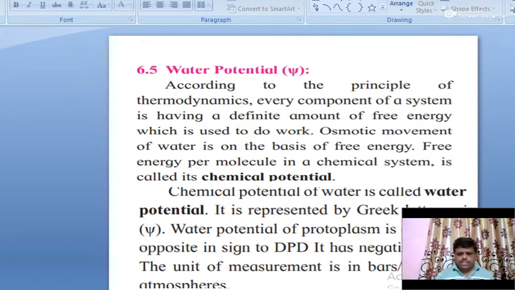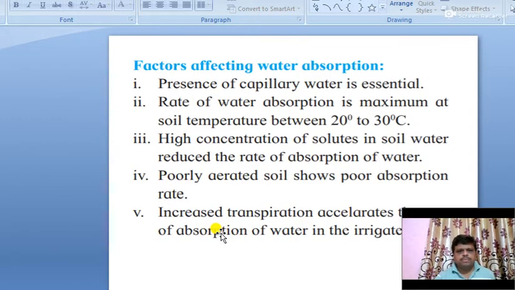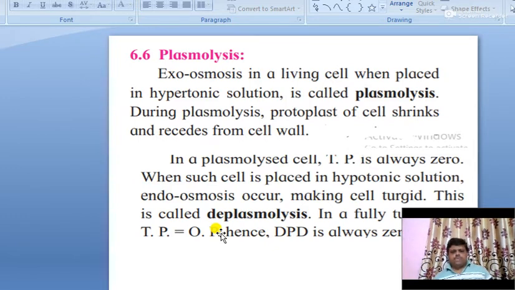Let us see one more point with the help of a new slide. Plasmolysis. Exosmosis in a living cell when placed in a hypertonic solution is called plasmolysis. I repeat, exosmosis in a living cell when placed in a hypertonic solution is called plasmolysis. During plasmolysis, the protoplast of a cell shrinks and recedes from the cell wall. Thus, the cell becomes flaccid.